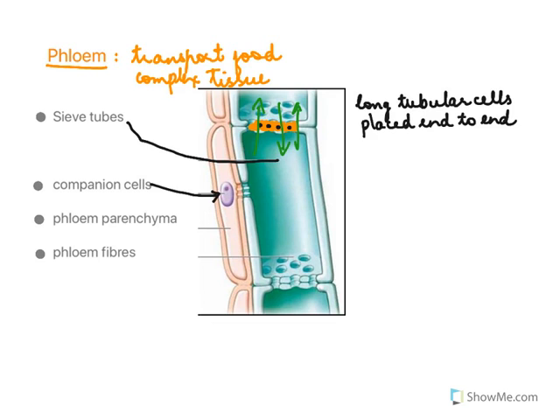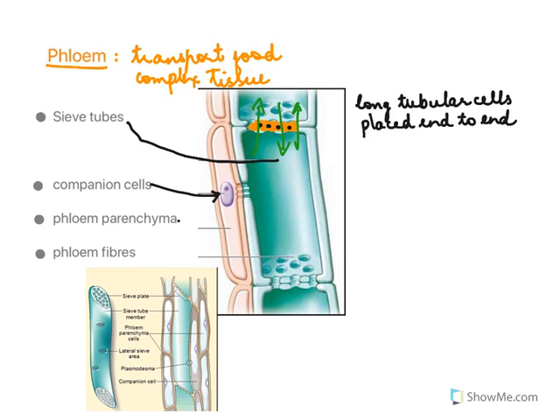Then the next type of cells are the companion cells that are found associated with the phloem. Then we have the phloem parenchyma, which is shown in this picture. And then we have the phloem fibers. Here you can see the sieve tubes, and the transverse walls of the sieve tubes have got perforations called the sieve plates. These perforations or pores help material to move from one cell to the other.